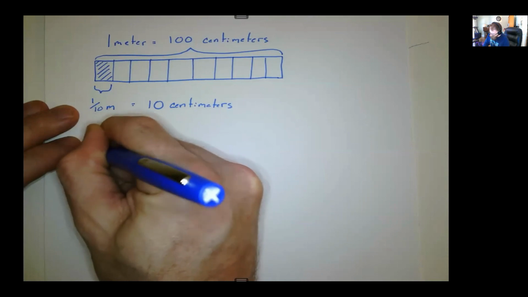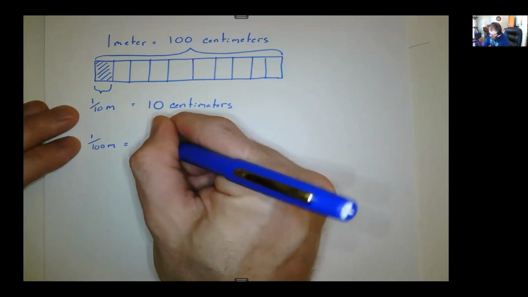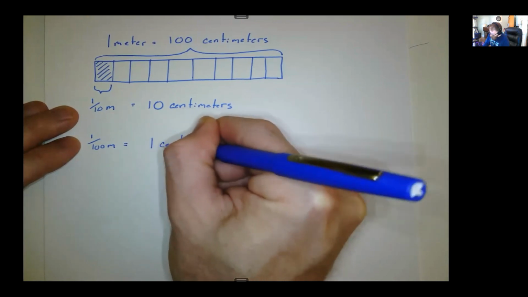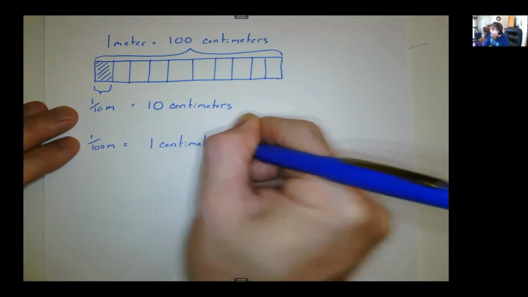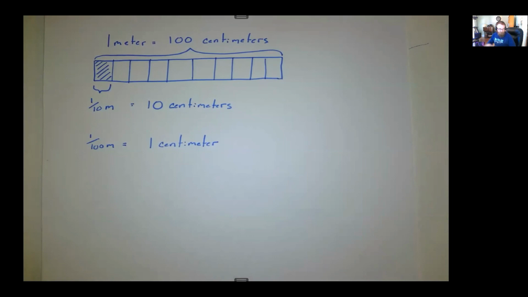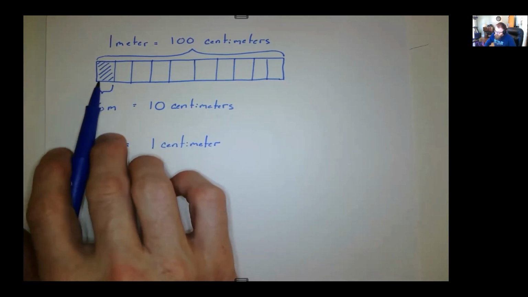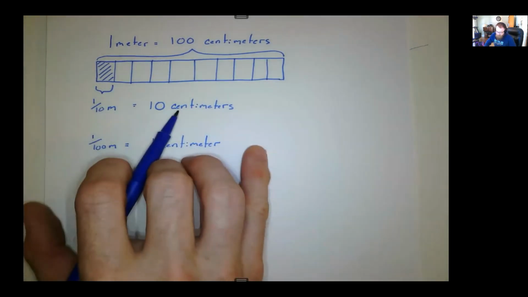1/100th of a meter equals 1 centimeter. There are 100 centimeters in a meter. So when we divide a meter into 100 equal parts, we have 100 centimeters. 1 centimeter equals 1/100th of a meter. So in this 1/10 of a meter, you have 10 centimeters.